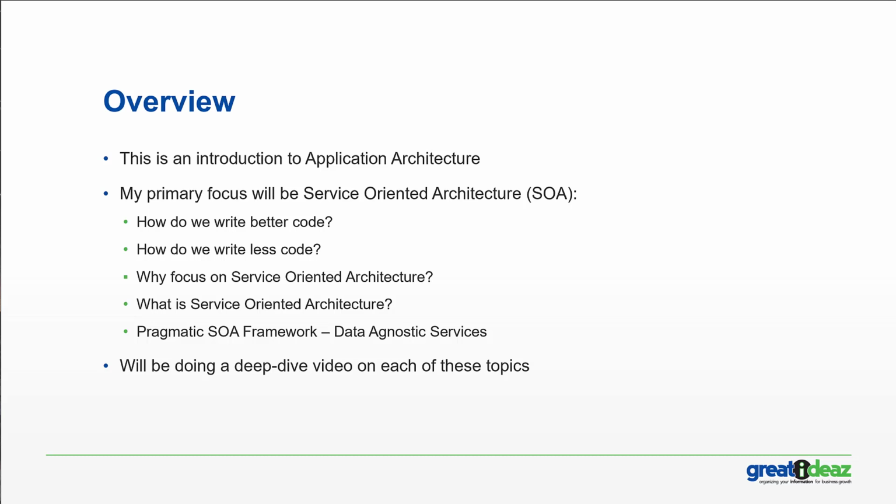And although my primary focus will be on service-oriented architecture, we're going to focus on a few different things. We're going to look at how do we write better code, how do we write less code, why we're focusing on service-oriented architecture. We will then look at what is service-oriented architecture, and then we will cover a pragmatic framework for service-oriented architecture called Data Agnostic Services. As ever, we will then be following up this introductory video with a series of deep dive videos on each of these topics.